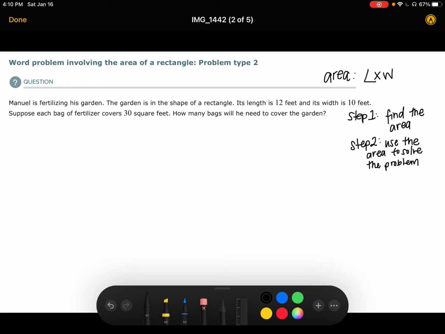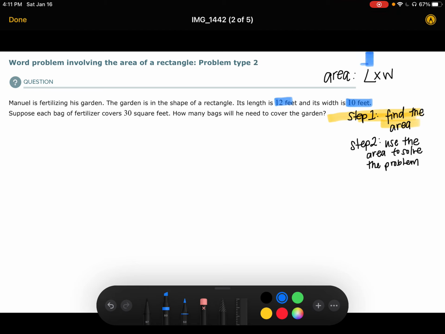So just a quick review, area is length times width. That's something you should already know by now. So this question is going to be using what we know about area to solve a practical real life problem. So first step for this question, regardless of what the question is asking you, is to find the area of whatever it is. So it says the length is 12 feet and its width is 10 feet.